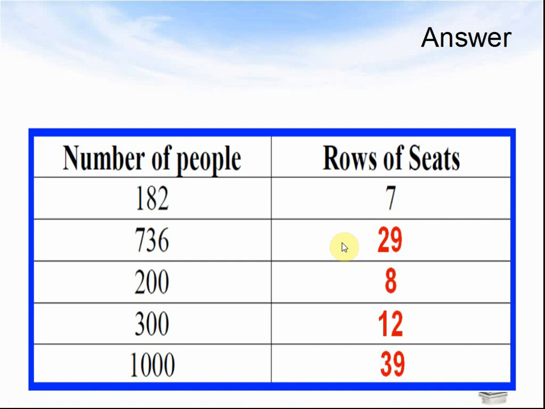736 people would need 29 rows of seats. 200 people would need 8 rows of seats. 300 people would need 12 rows of seats. 1,000 people would need 39 rows of seats.